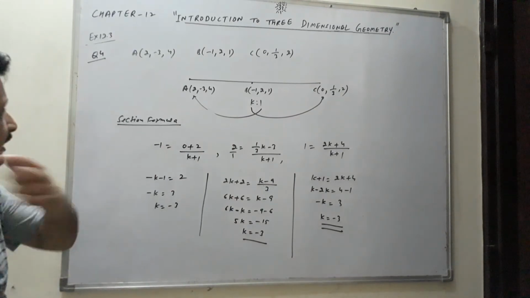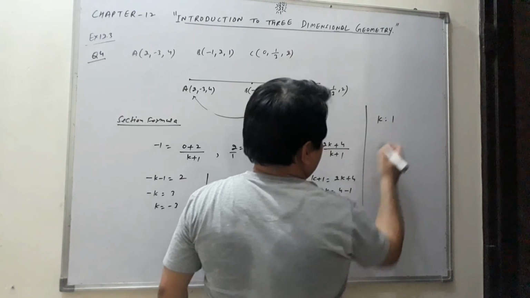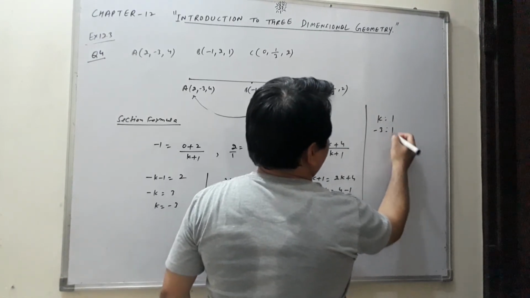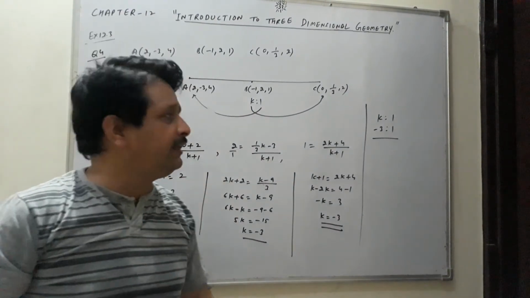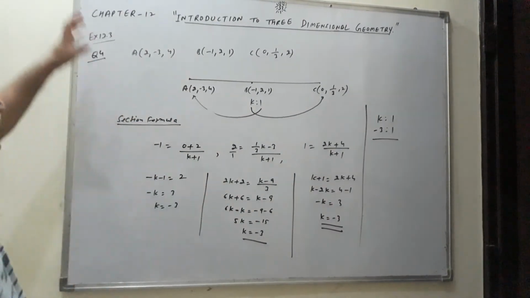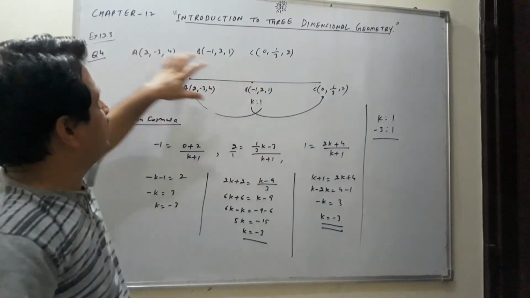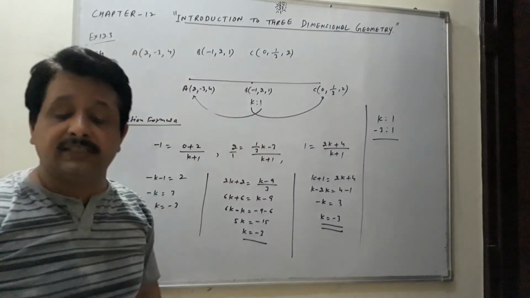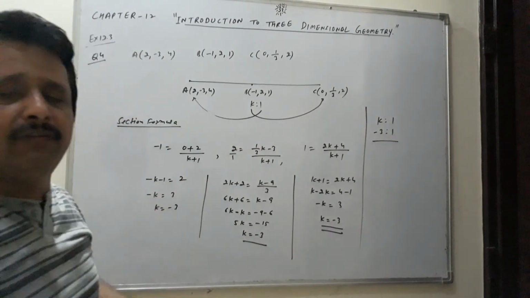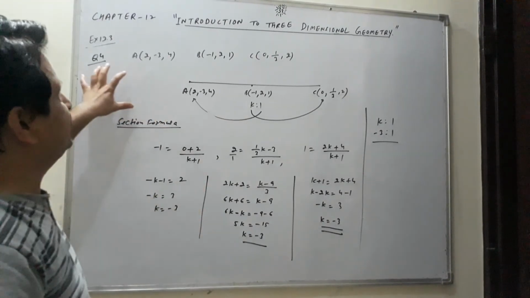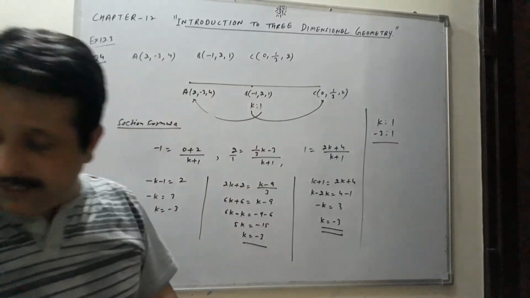Which means we can say that the ratio k:1 is now -3:1. The minus sign indicates that it is dividing this line segment externally, students. So this is the way, with the help of the section formula, that we can prove these three points, because in the question it is given to show that. Since the value of k comes out the same, we can prove that these three points are collinear points, students.